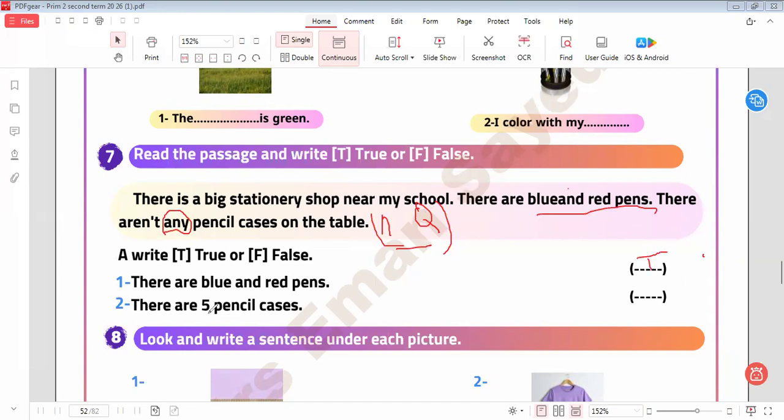The next one, there are 5 pencil cases. No, it's not 5. It's there aren't any. So it will be false here. The answer here will be false. Let's go to another one here.